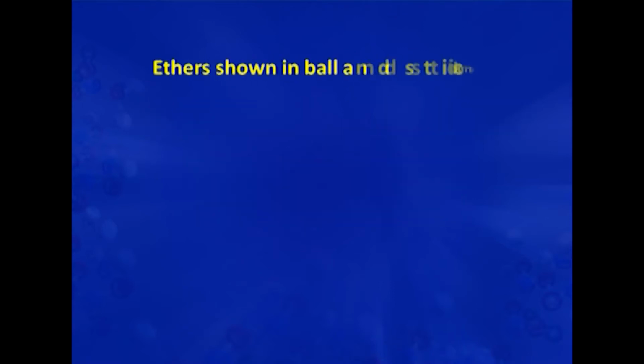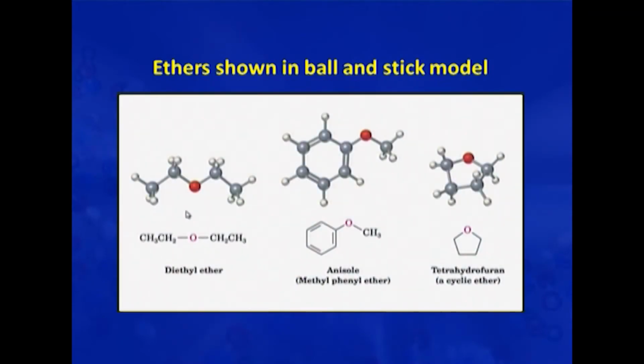In this slide you can see we have shown the ball and stick models of ethers. This molecule represents diethyl ether, the red ball representing oxygen atoms, the black balls representing carbon atoms, and the white balls representing hydrogen atoms. This ball and stick model represents anisole or methyl phenyl ether, and the third model represents tetrahydrofuran, a cyclic ether. We will now discuss the structure and bonding present in ether.